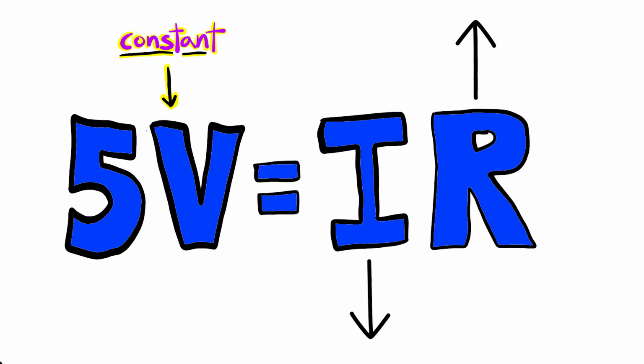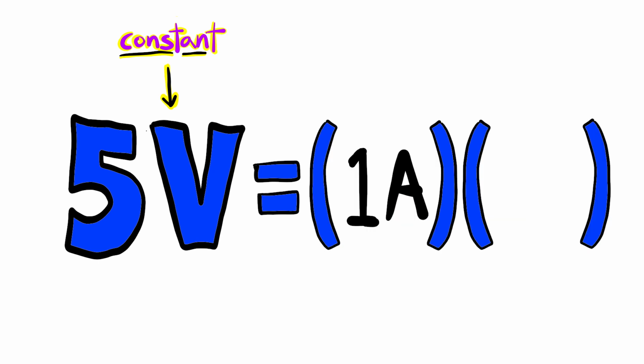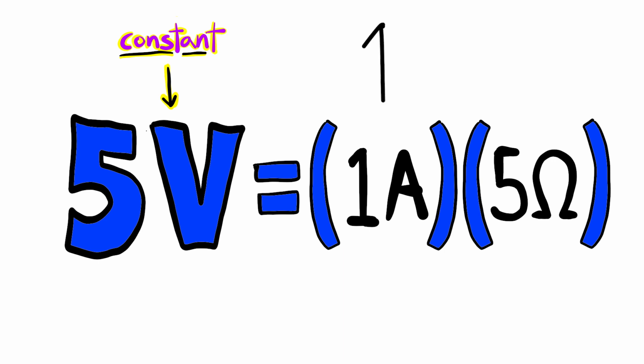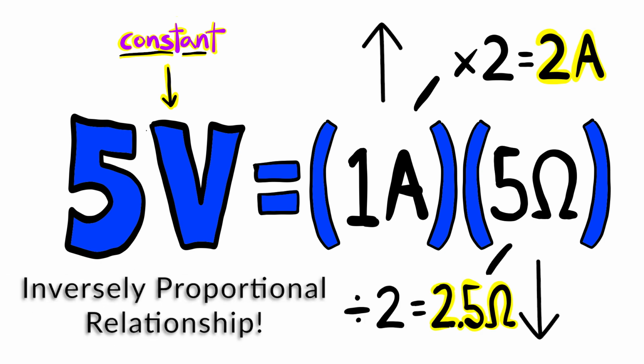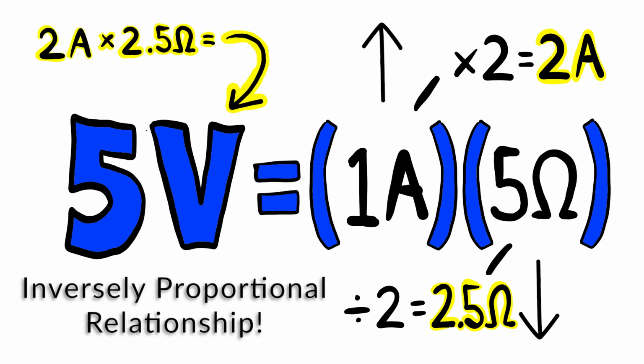Sometimes it's easier to understand this if we actually insert some values. So if we set current to 1 amp, our resistance would have to be 5 ohms for the equation to remain true. Say we want to raise our current value to double what it was initially. We would have to cut our resistance in half proportionally for our equation to remain true. Easy! This is an extremely important concept and is fundamental to really understanding electricity.